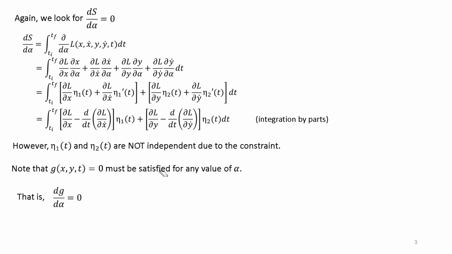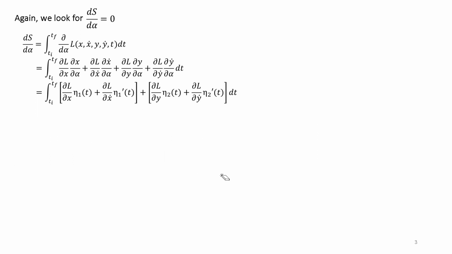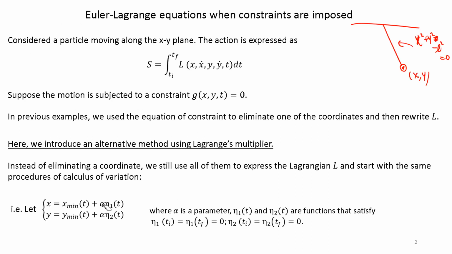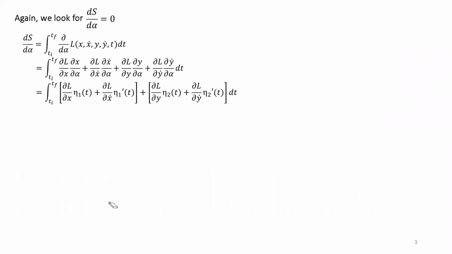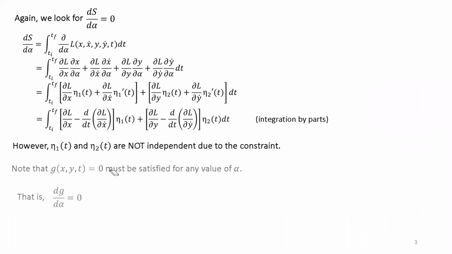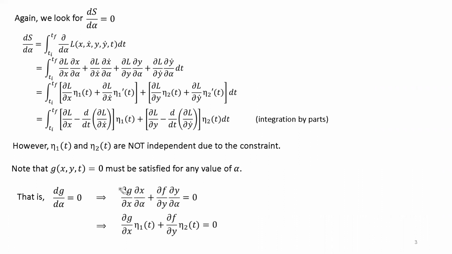One important fact is that this constraint equation must be satisfied for any value of alpha. Remember, alpha is this parameter. No matter what kind of path you are going to try, or vary, it always has to satisfy this equation. Otherwise, that is not a path that you are allowed to try. So in other words, this whole thing should not depend on alpha, so dg/d alpha has to be 0.